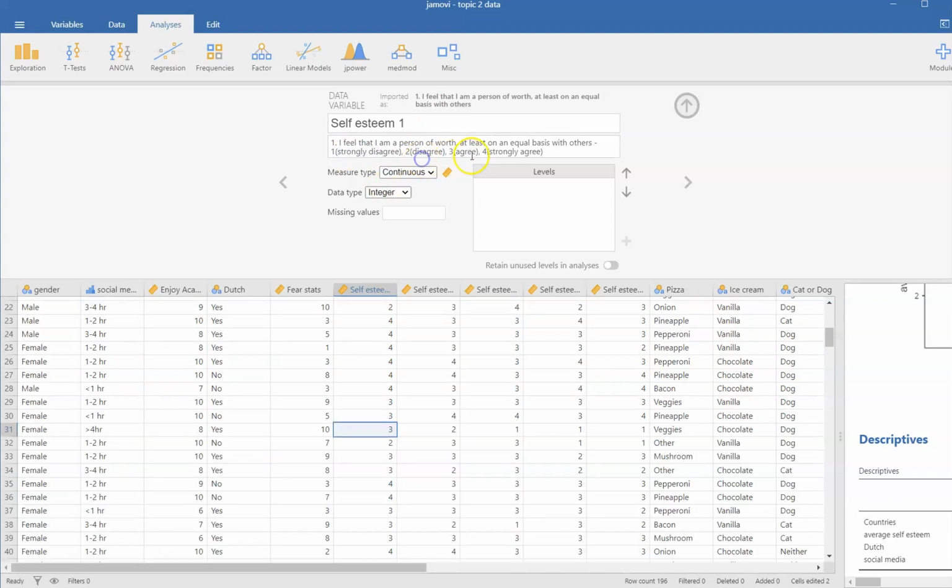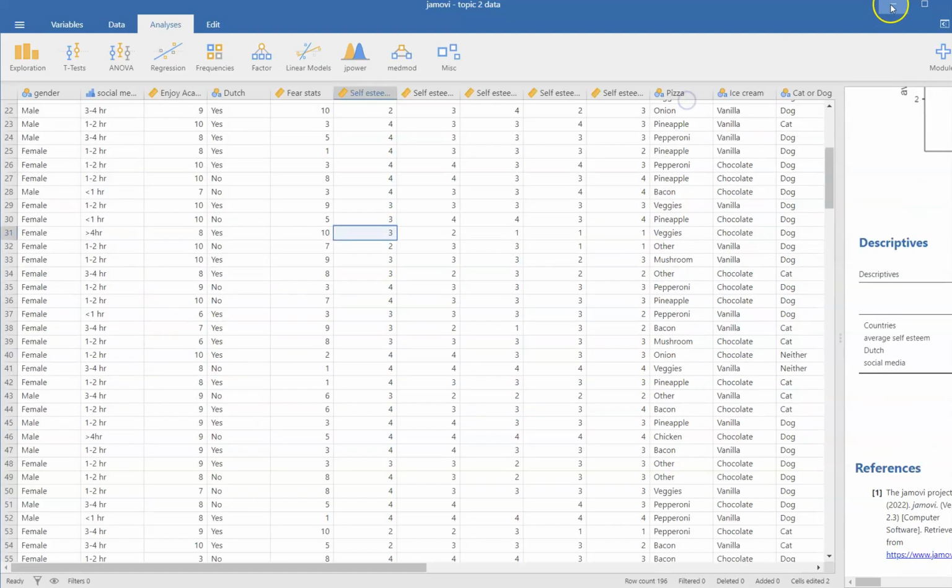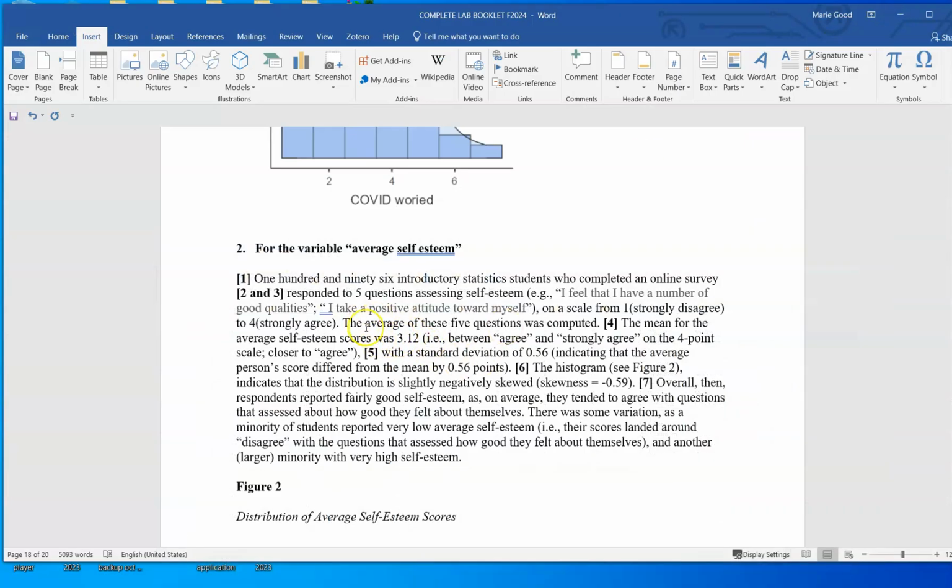Strongly disagree, agree, and strongly agree. So it gives you very clear categories, labels for each number. What that means is that if you have an average of 3.12, that average is between agree and strongly agree on the 4-point scale, and a little closer to agree, right? 3.12 is closer to 3, which is the value of agree, than 4, which is strongly agree.